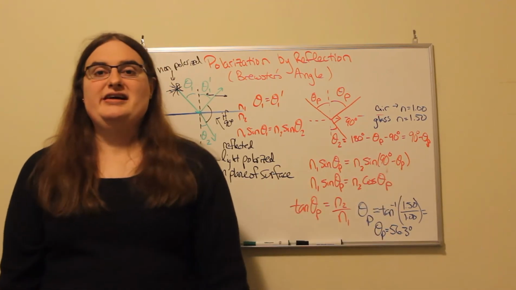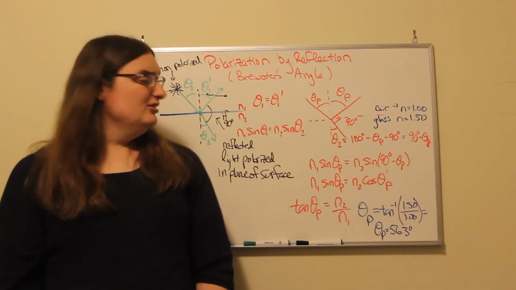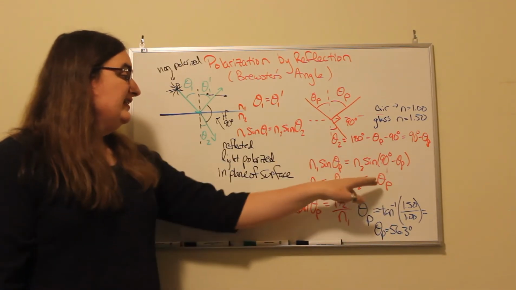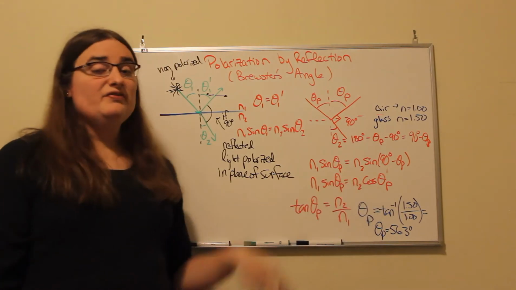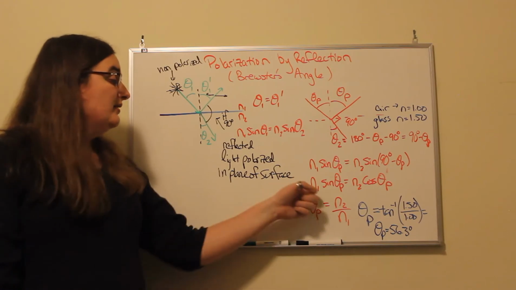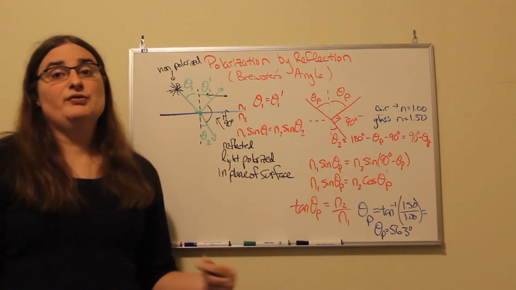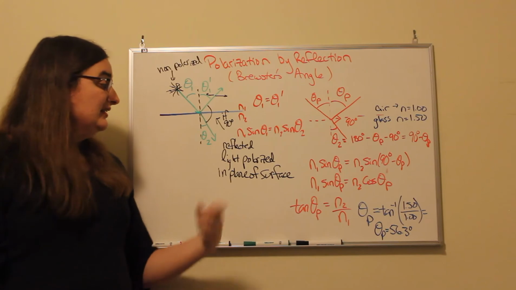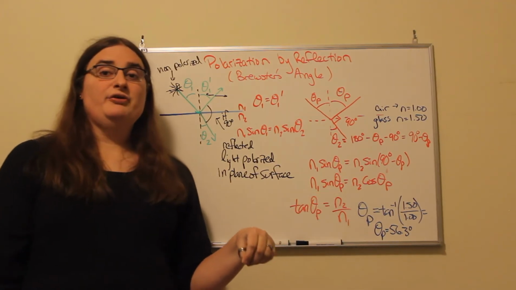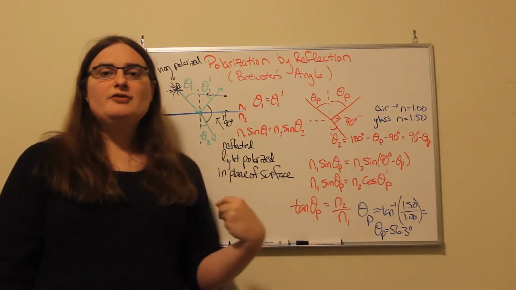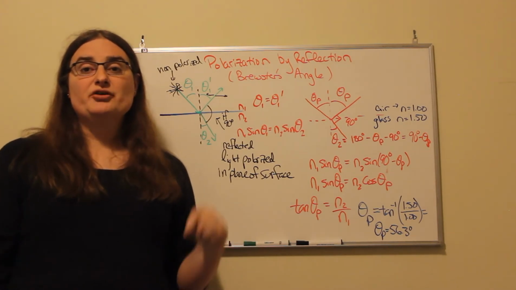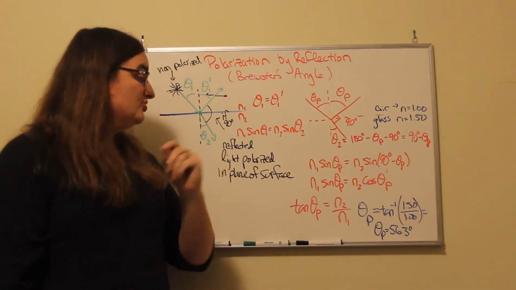There's a trig identity there. The sine of 90 minus an angle is exactly the same as the cosine of the angle. So that means then that I could simplify this. If I divide both sides by the cosine, I have the tangent of Brewster's angle. And by dividing both sides by the index of refraction on the initial side, the incident side, the tangent of Brewster's angle is the index of refraction of the material off which the light reflects, divided by the index of refraction of the material in which that reflected light is traveling.